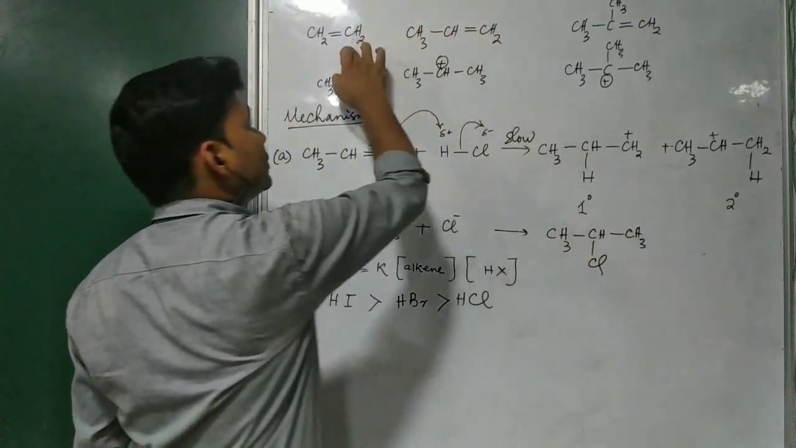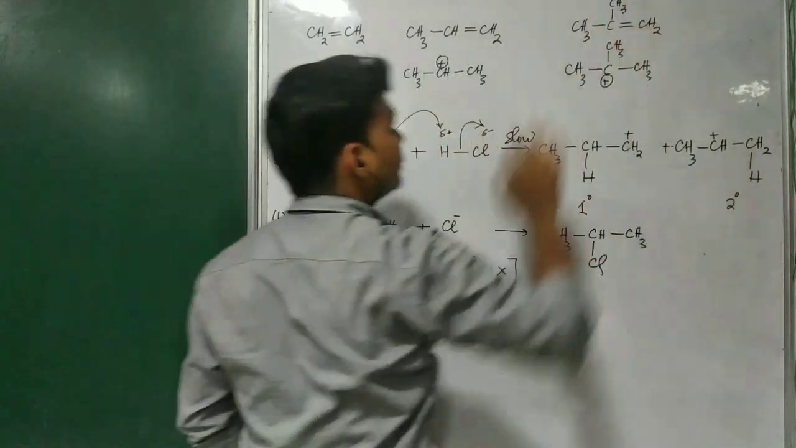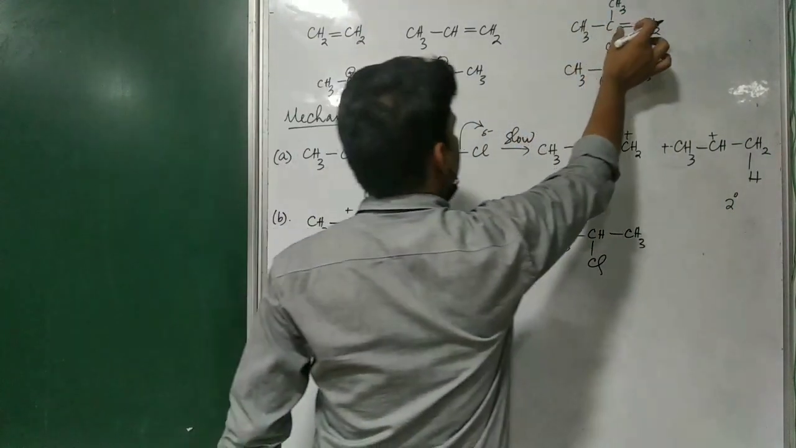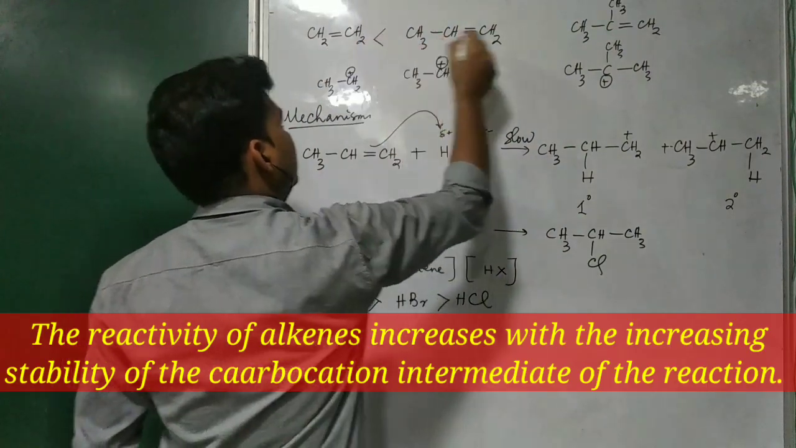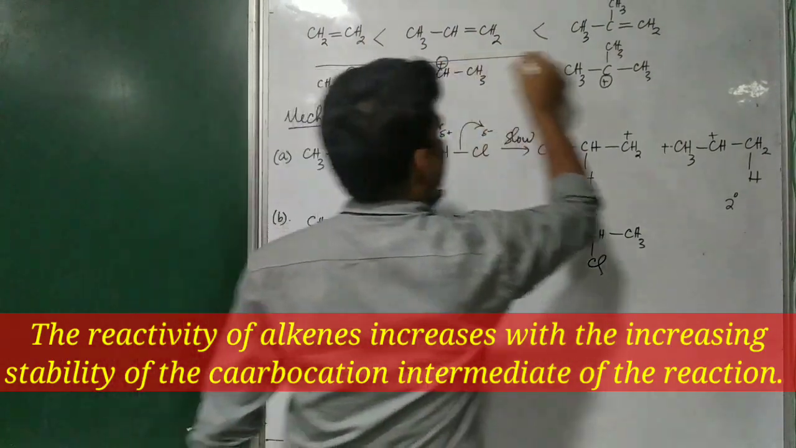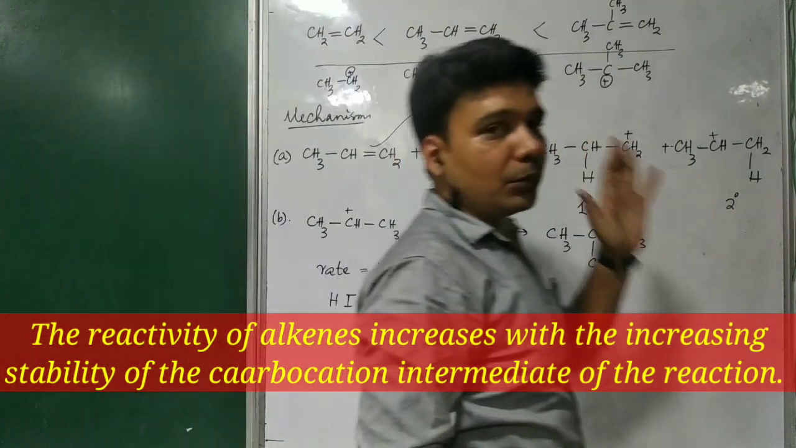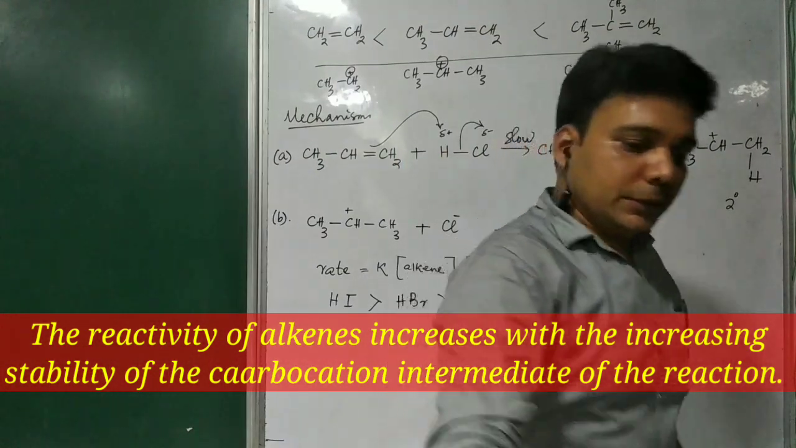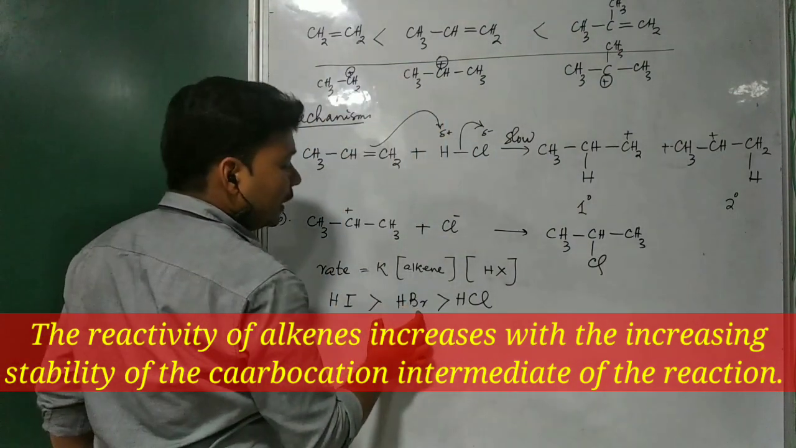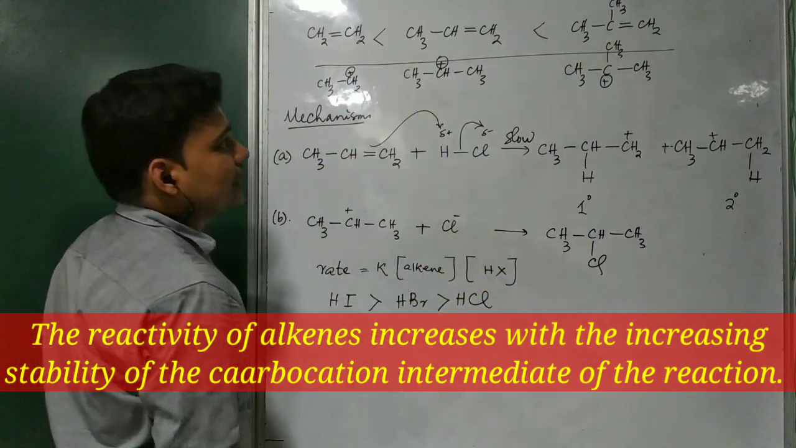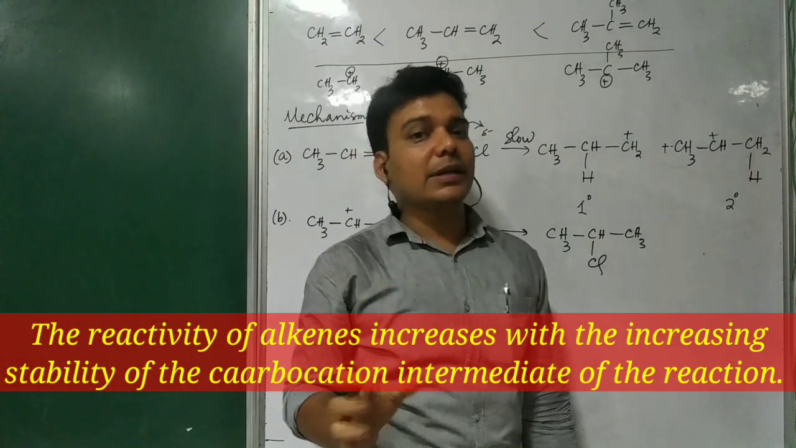Then the next step. So which is more reactive? This is the most reactive alkene. The reactivity of this alkene is highest, where it is lowest. So in this way we can find the order. This is the order of reactivity of various alkene molecules. Okay. So this is about the relative reactivity of halogen acids towards a given alkene and the order of reactivity of various alkenes towards a given halogen acid.